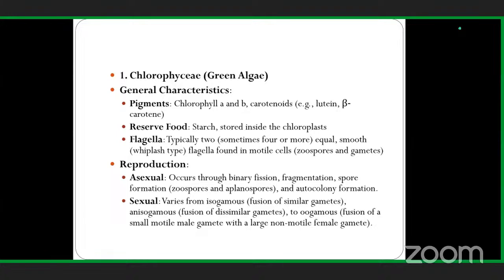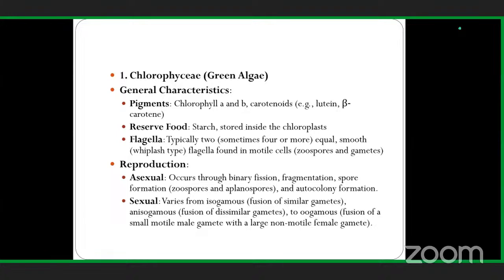So in different groups, you will find different reserve food materials and different pigmentation. And this is the basis of the classification. So here, chlorophyll A, B and carotenoids like lutein and beta carotene you will find. And the reserve food is starch, which is stored in the chloroplast.